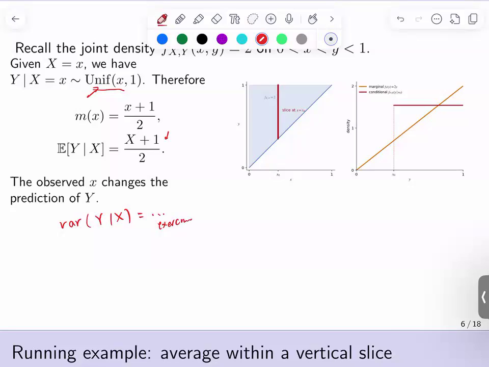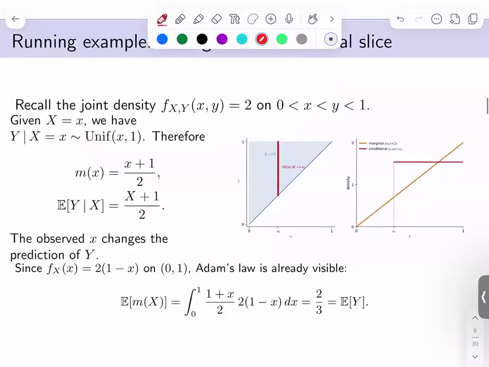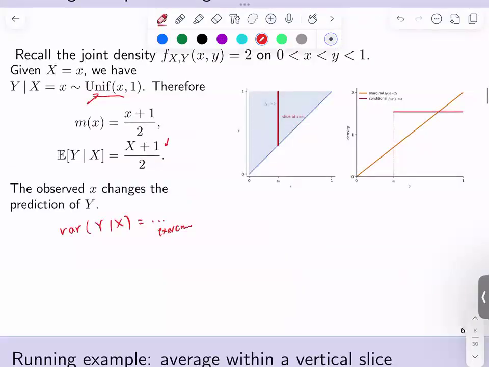Anyway, so that's the conditional expectation. We'll have a lot to talk about regarding conditional expectation, but any questions?